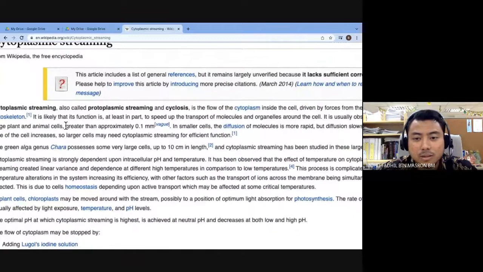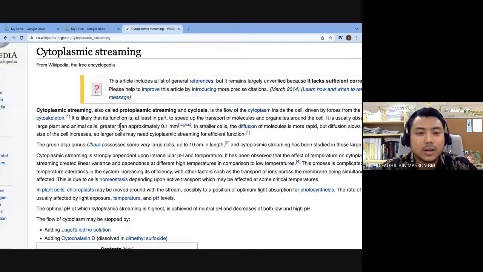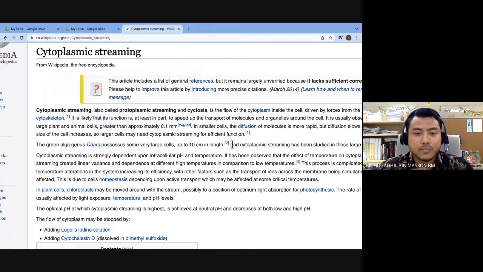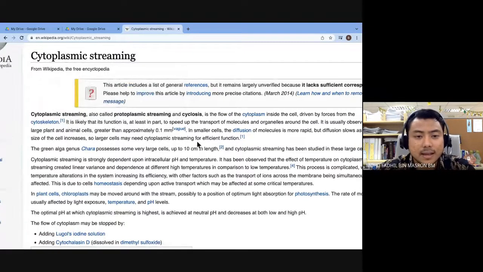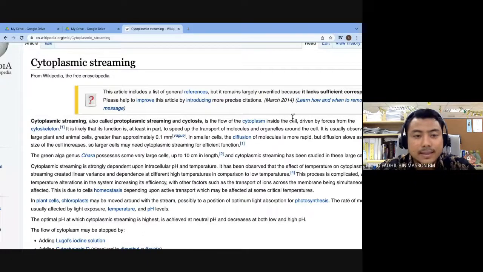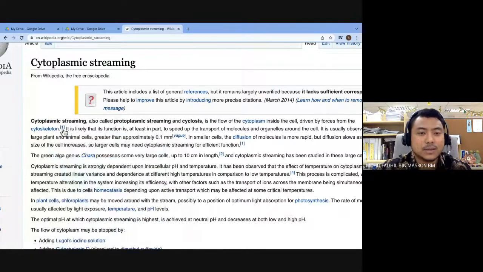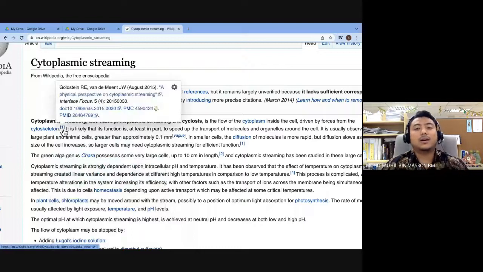Can you see all these small letter, this superscript number here, 1, 1, 2, semua ni kan? So when they did this, actually, they type semua ni, this information was taken or was cited from this reference, from this journal. Macam tu.